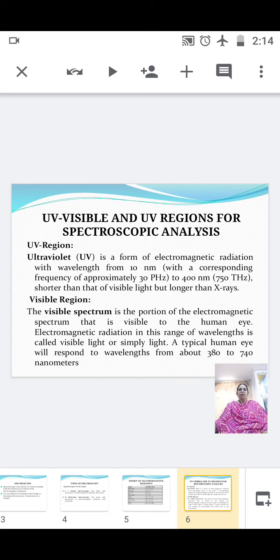Then comes the visible region. The visible spectrum is the portion of the electromagnetic spectrum that is visible to the human eye. Electromagnetic radiation in this range of wavelength is called visible light or simply light. A typical human eye will be able to respond to wavelengths from about 380 nanometers to 740 nanometers. This is the range of the visible spectrum.